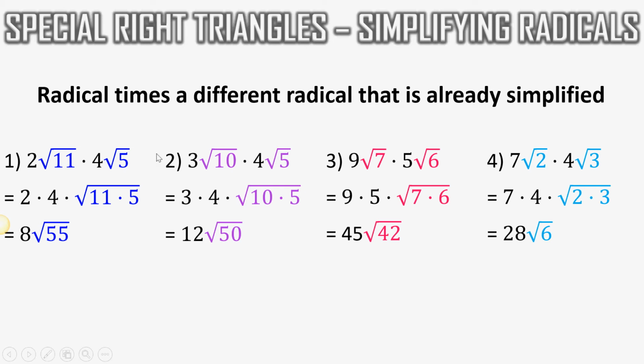So here, it's all multiplication. This is like saying 4 different things are being multiplied. I'm going to pair up those coefficients, 2 and 4, and I'm going to simplify that part first. Then I'll pair up what's under the radical and simplify those. So the way you say it is radical 11 times radical 5 is equal to radical 11 times 5, which is equal to radical 55. Same here. The 3 times 4 is 12. Radical 10 times radical 5 is radical 10 times 5, which is radical 50.